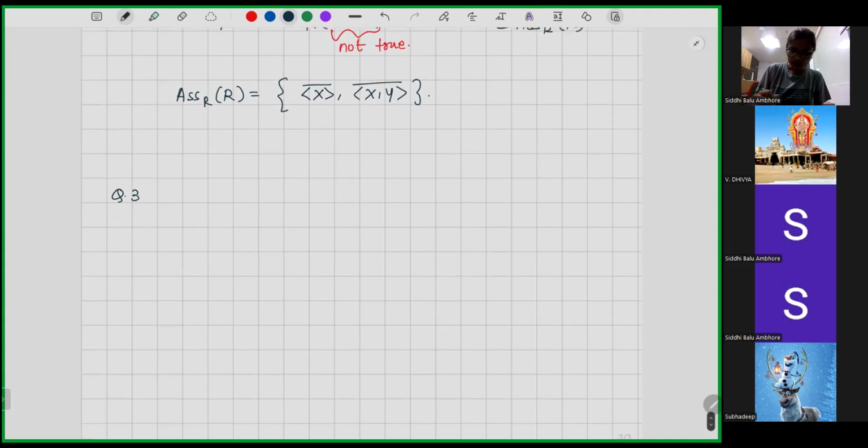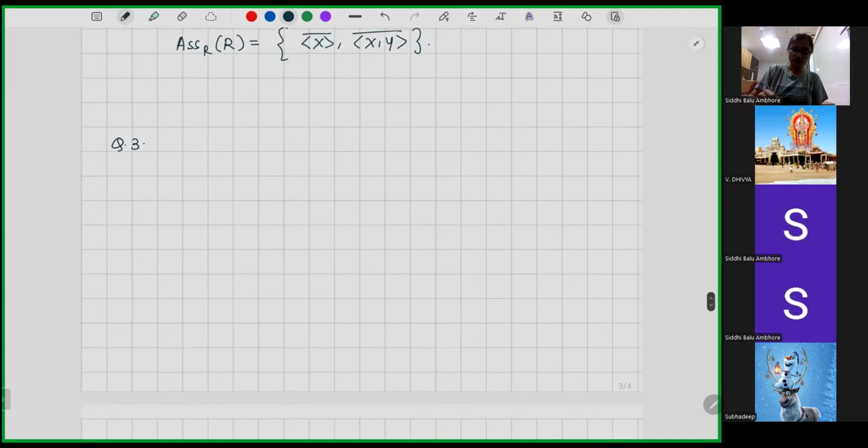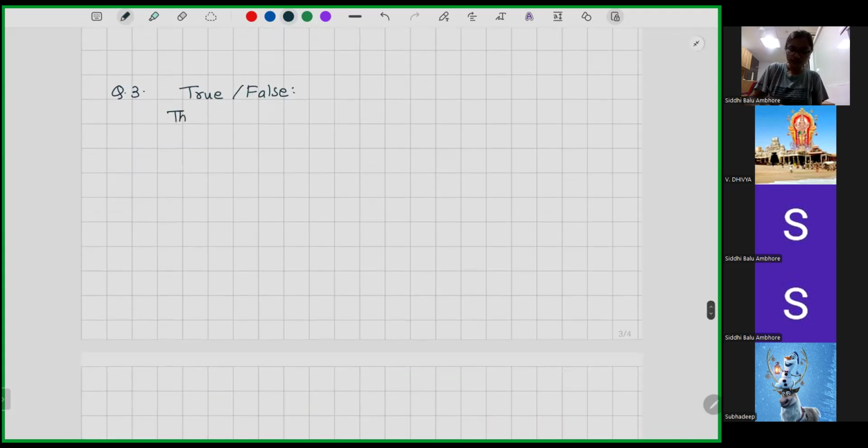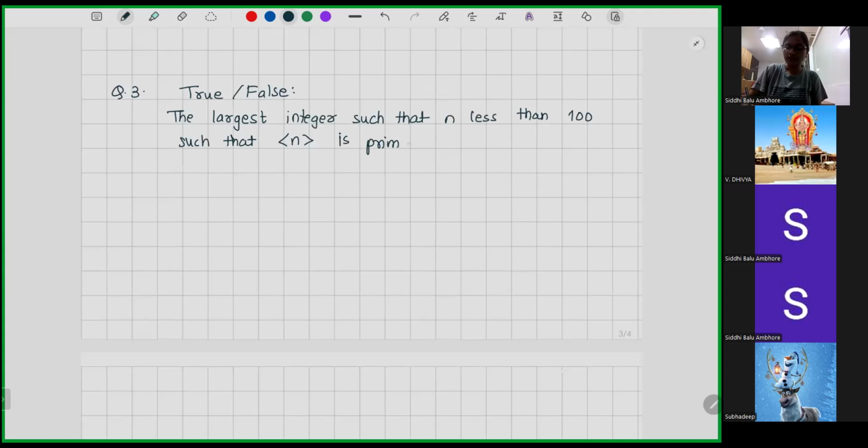Okay, so now the third question that we have to check for true or false. It is that the largest integer n less than 100, so this is number 100, such that the ideal generated by this integer n is a primary ideal of Z. And they are saying that this n is actually 81.